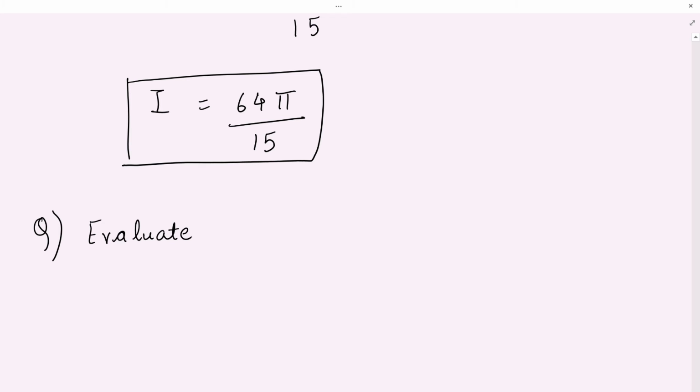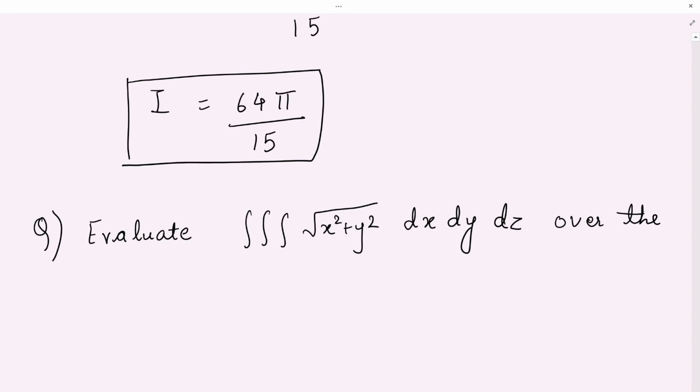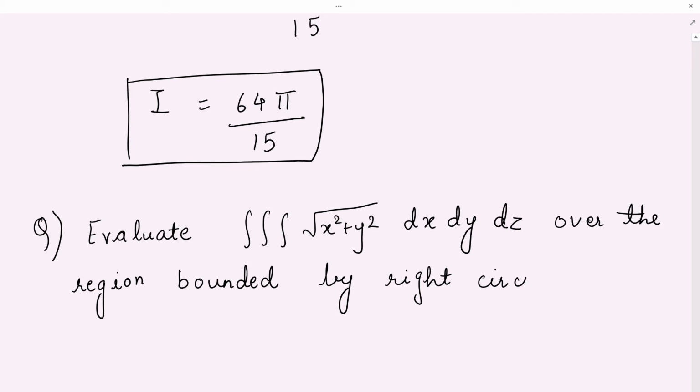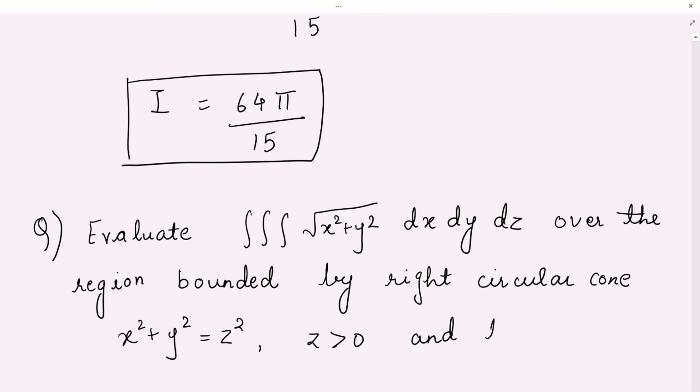Evaluate the triple integration of under root of x square plus y square dx dy dz over the region bounded by the right circular cone x square plus y square is equal to z square, z greater than 0, and the planes z is equal to 0 and z is equal to 1.